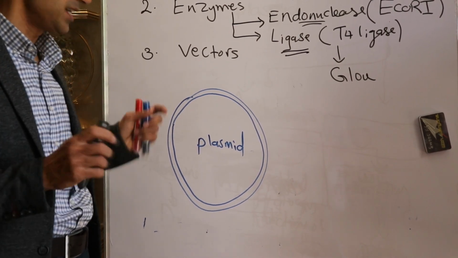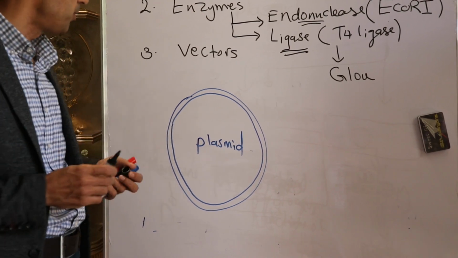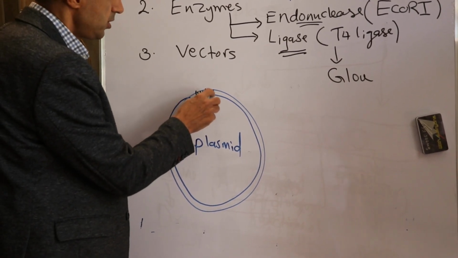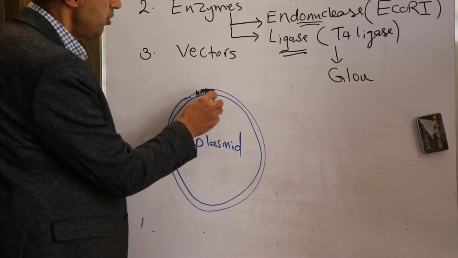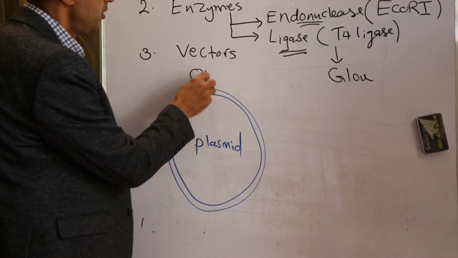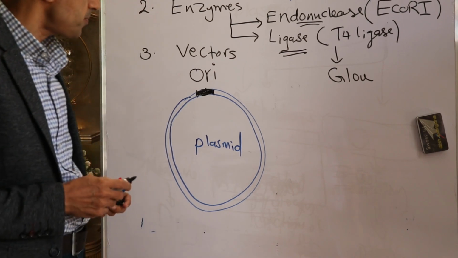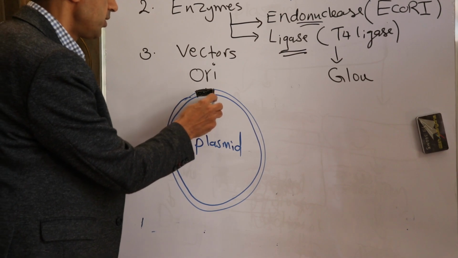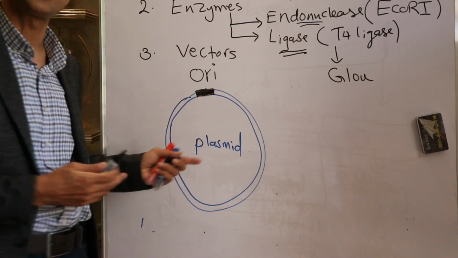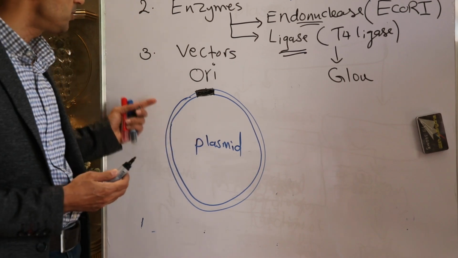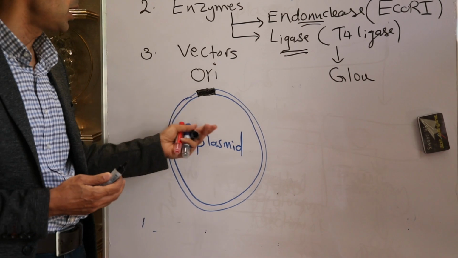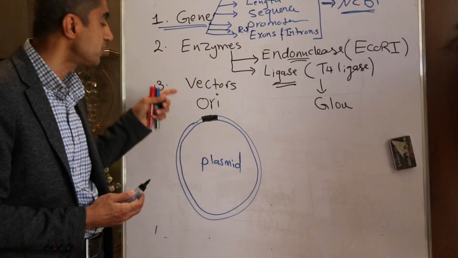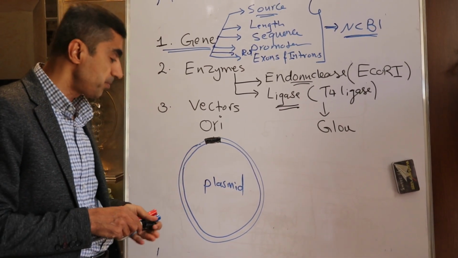The typical plasmid should have the following features. Firstly, it should contain the ORI, or origin of replication. ORI means origin of replication. So one of the features of the plasmid is that it can replicate itself without bacterial duplication, without cell division, because it has an origin of replication.